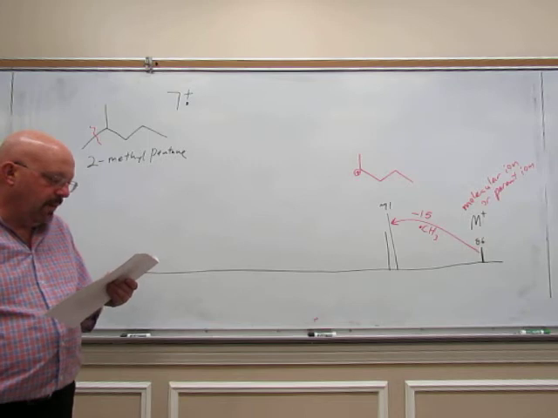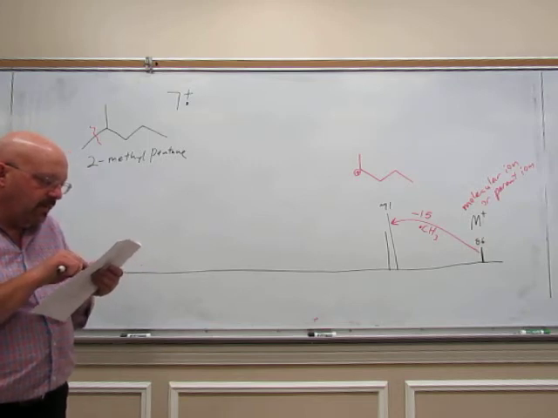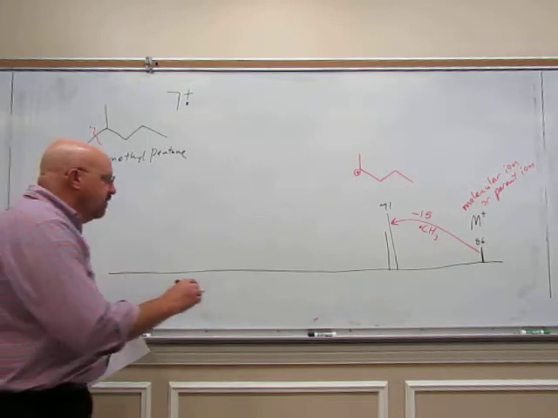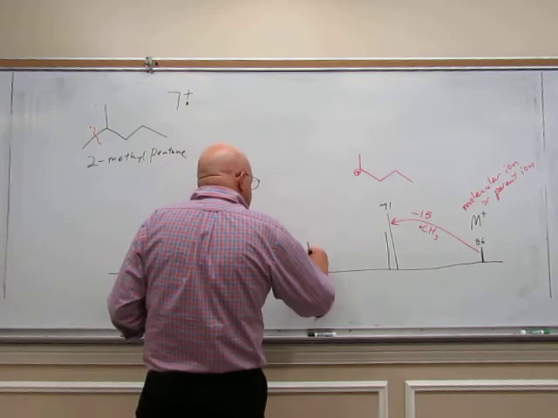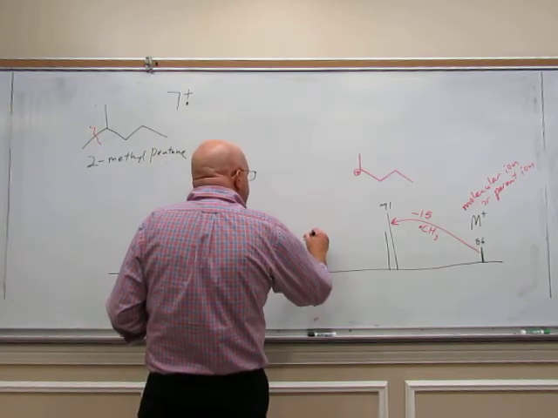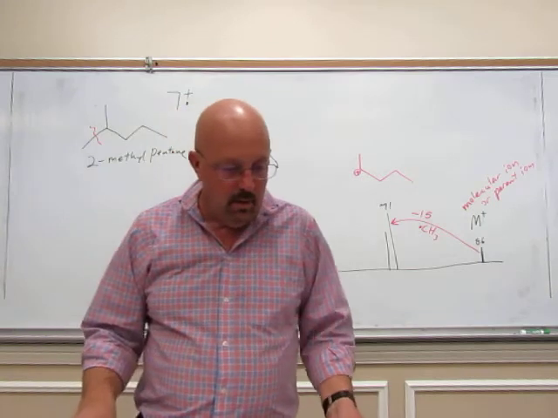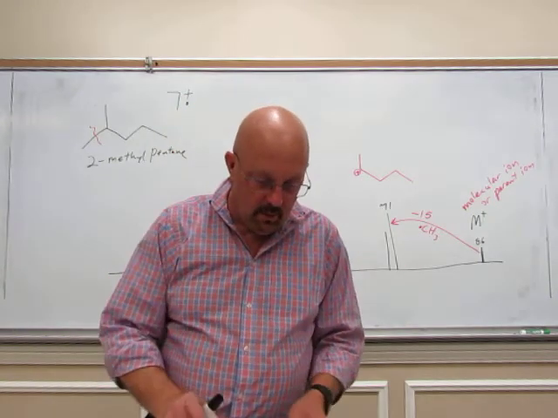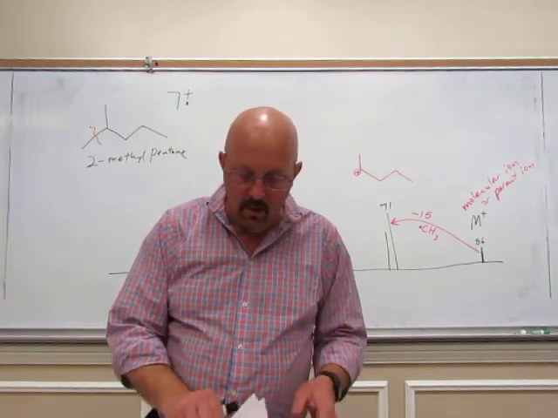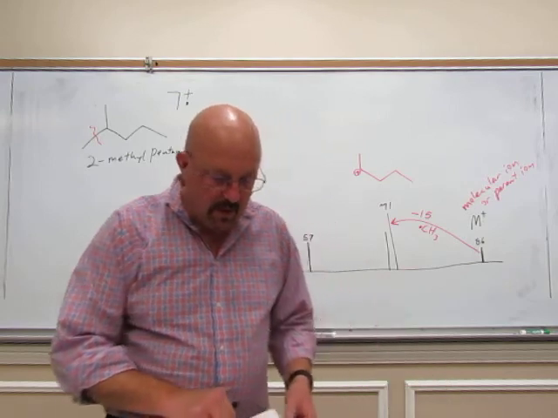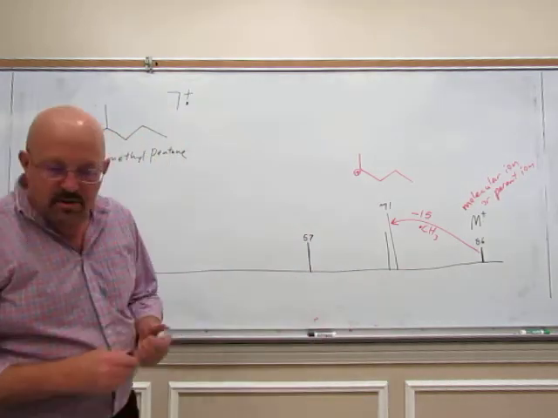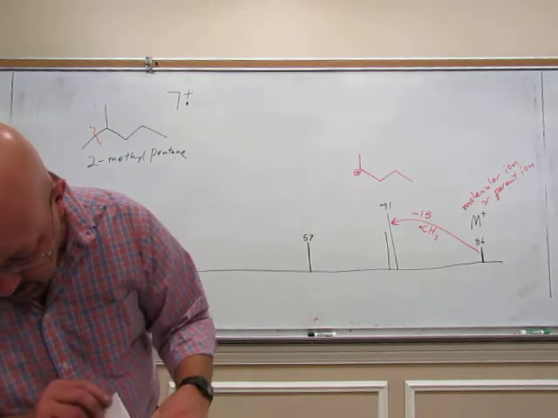Not too big, but we do have a peak. Let's see, it's 60, 59, 57. We do have a little 57. It's decent size. We can probably figure that one out. Oh, there's my good notes. 57, that's the loss of 29 mass units.